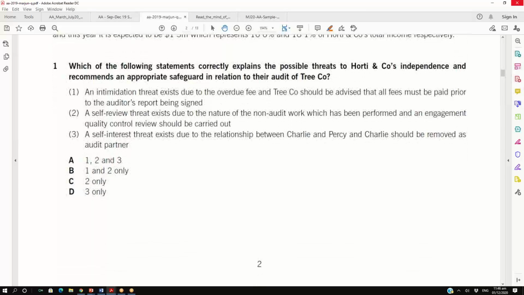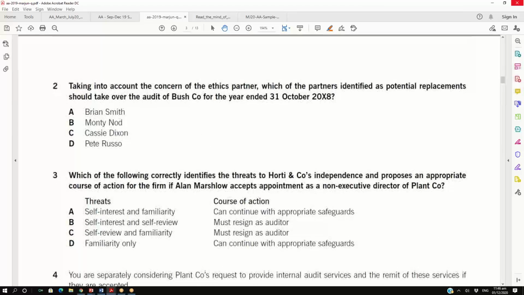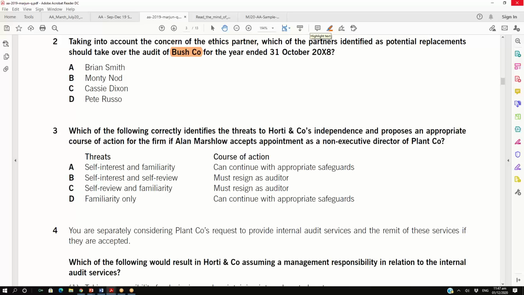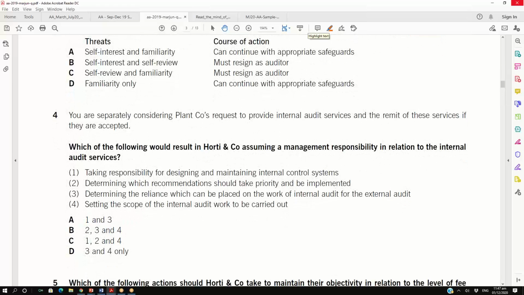Now you have the first question. The first question is very much particular about Tree company. So you will recall what you read in the Tree company, and you will try to take the right answer pertaining to the Tree company. Then you go to the second question. The second question is about Bush company. So you will think about what you annotated, what you identified in Bush company, and try to give the relevant answer pertaining to Bush company. The third question is about Plant company. So you will answer the question about Plant. The fourth question, again, is about the Plant company.